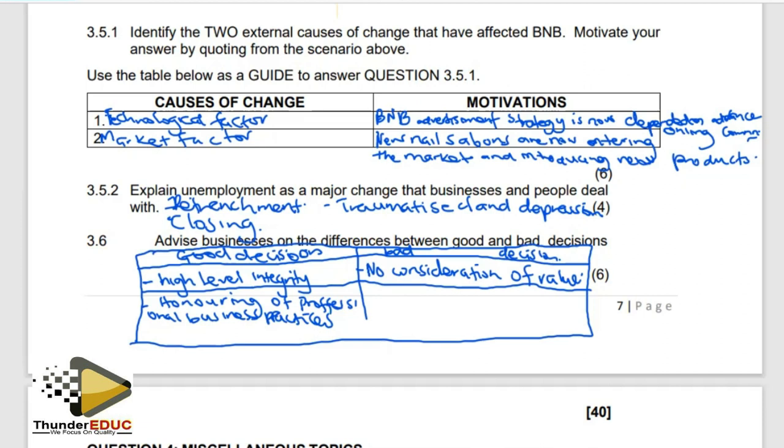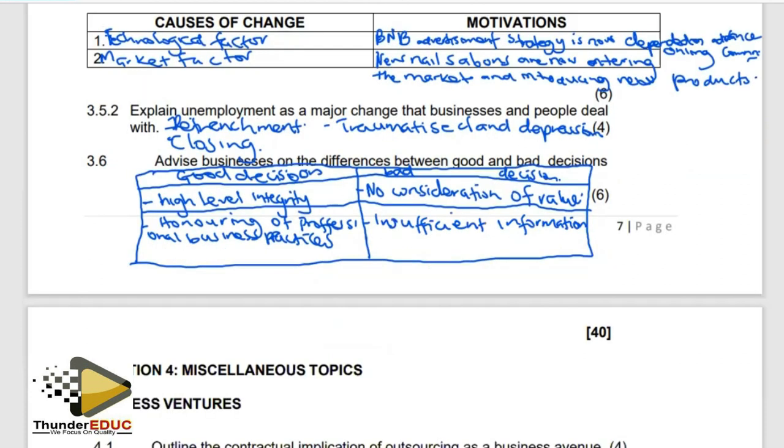There is a lot of insufficient information. There are a lot of errors. Decisions are not based on facts. Whatever is done is not based on facts, and so many others. That is a clue on how to deal with them.